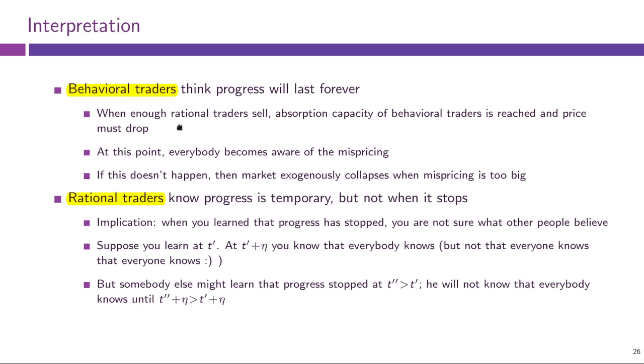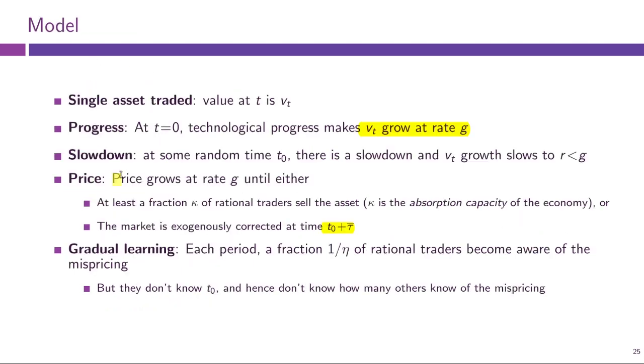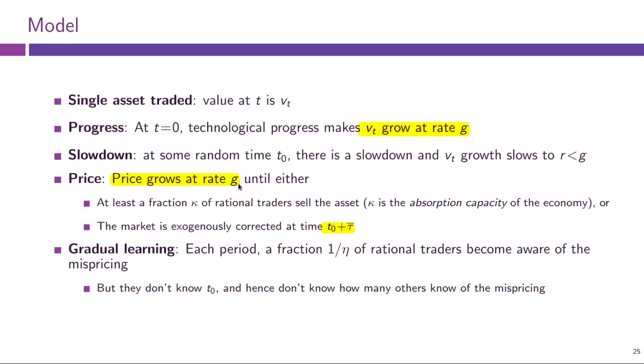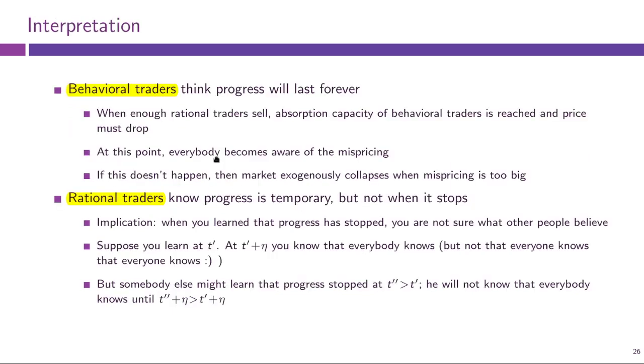And whenever rational traders are willing to sell at a price just slightly below this overpriced value, behavioral traders are the ones who are willing to buy. So they are willing to buy, sorry, at this price that grows at rate G. I forgot for a second that our price is exogenous. Once again, behavioral traders value the asset at exactly this price, which grows at rate G, meaning that whenever any rational traders want to sell the asset, behavioral traders are willing to buy.